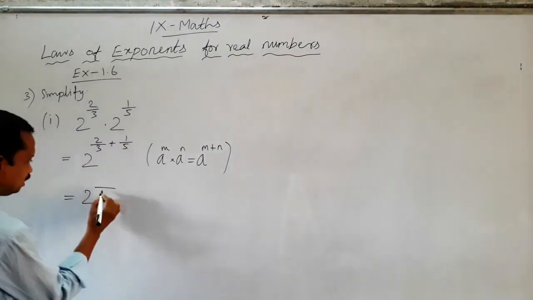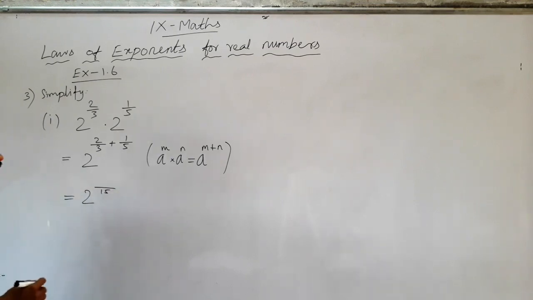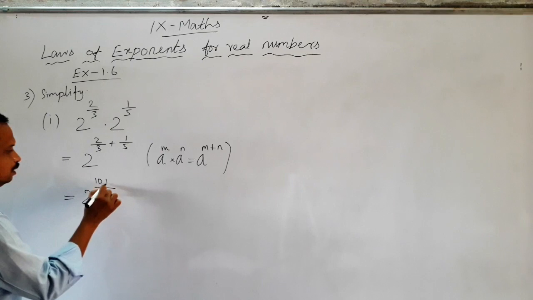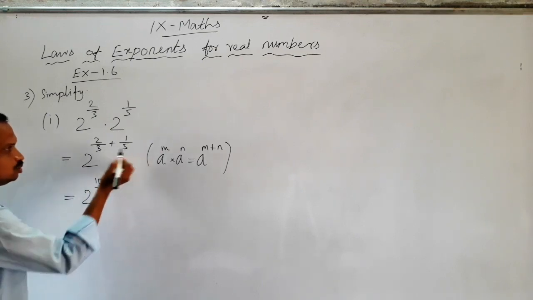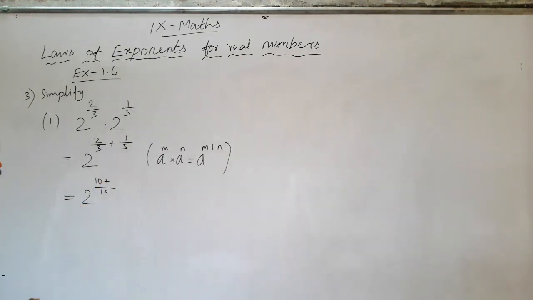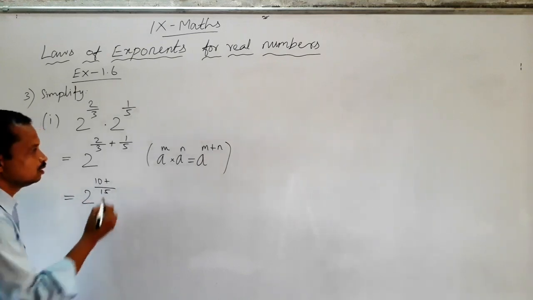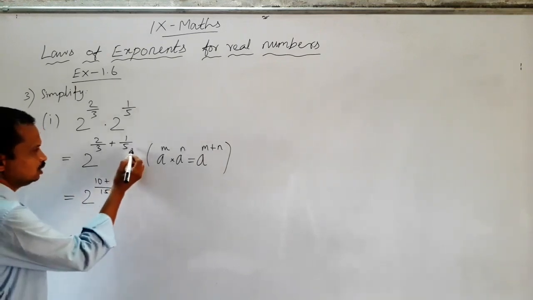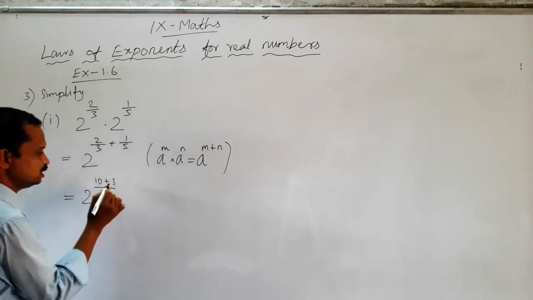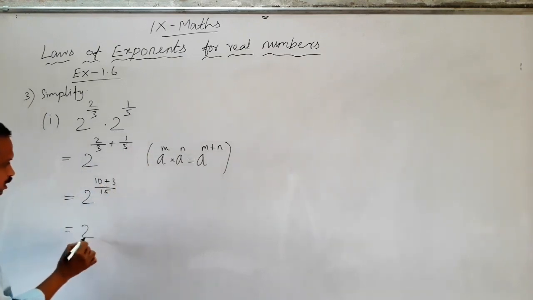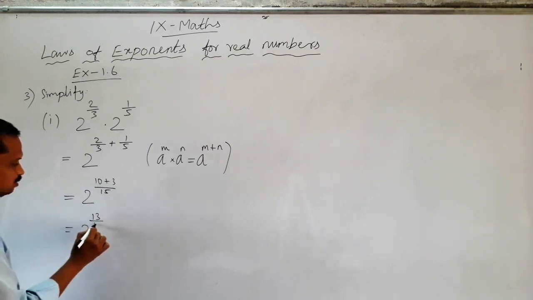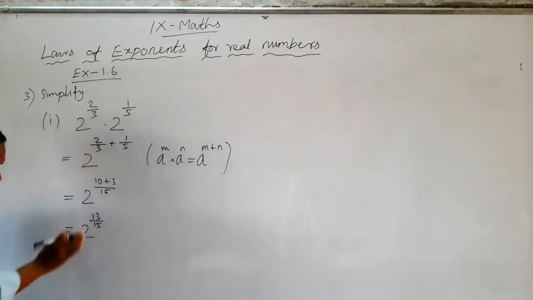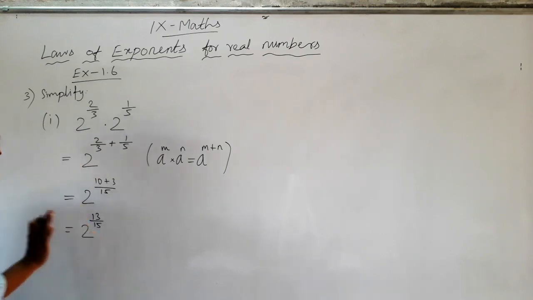So here I am writing like this. 15 is the LCM, and 3 into 5 is 15. Therefore 2 into 5, 10, plus here, to equal the LCM 15, this 5 should be multiplied with 3. So 5 into 3, 15. Therefore 1 into 3, 3. And the next step you can write this as 10 plus 3, 13 by 15. That's all. Okay. The answer for this one is 2 to the power 13 by 15.